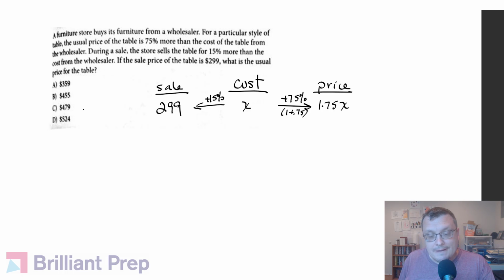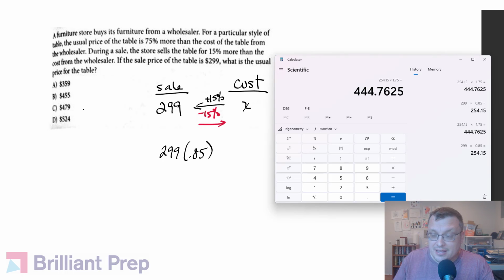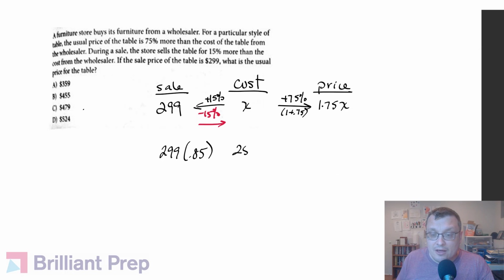The trap here is to be very careful not to try to reverse this percent and say, okay, if it took increasing X by 15% to get to $299, let's take away 15% to go backwards. Very tempting. Unfortunately, it doesn't work. So we can try it. We'll do 299 times 0.85, and that gets us 254.15. The 0.85 comes from our 15% decrease, so I'd be multiplying 299 by 1 minus 0.15.